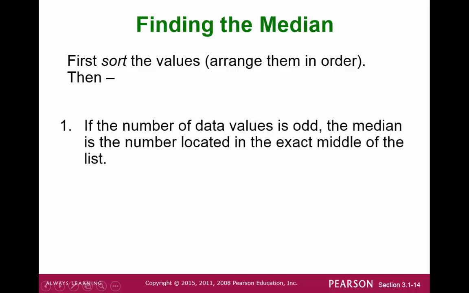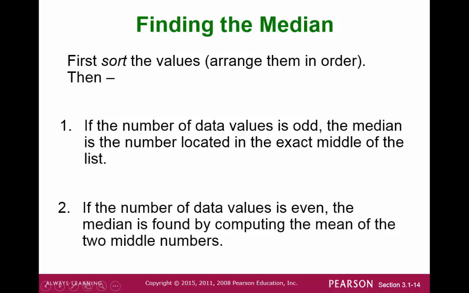If we had an odd number of values, then there is a middle number. This is the median. If we have an even number of values, there are two middle numbers. To find the median, we will compute the mean or the average of these two middle numbers.